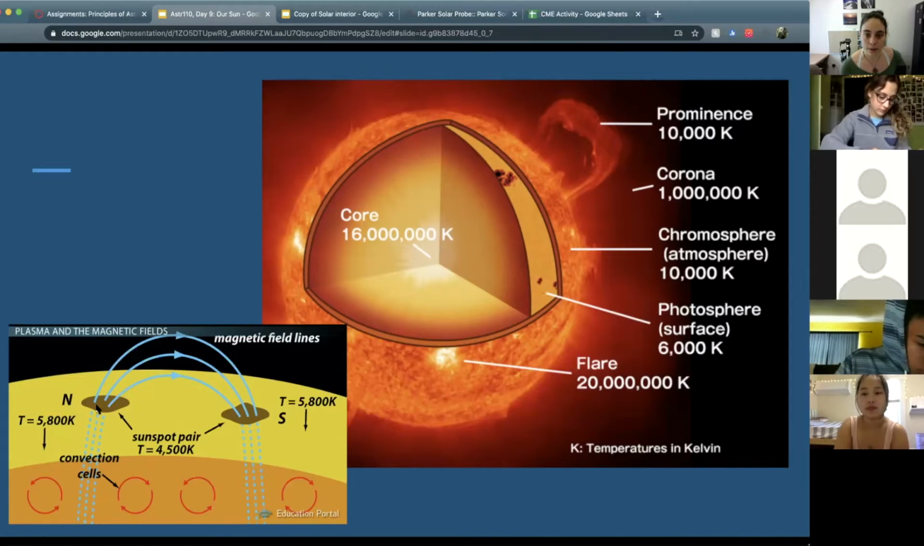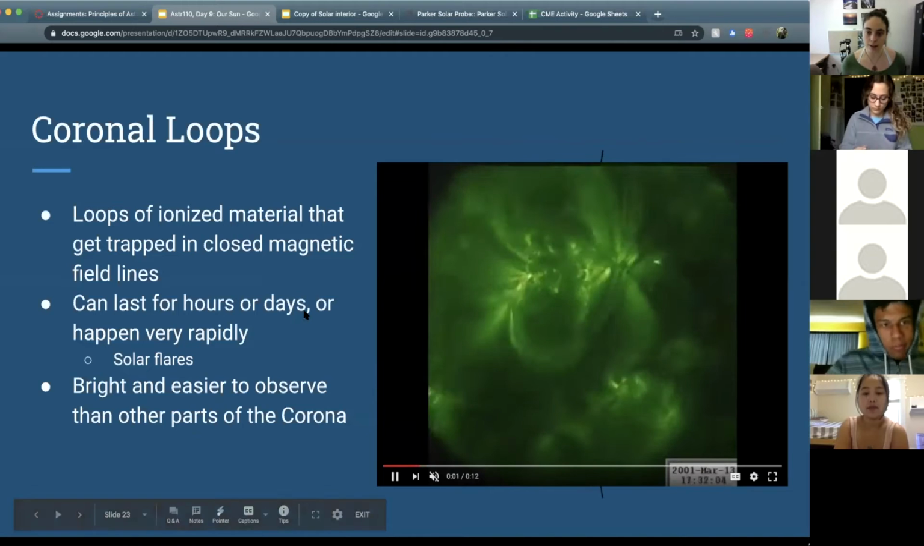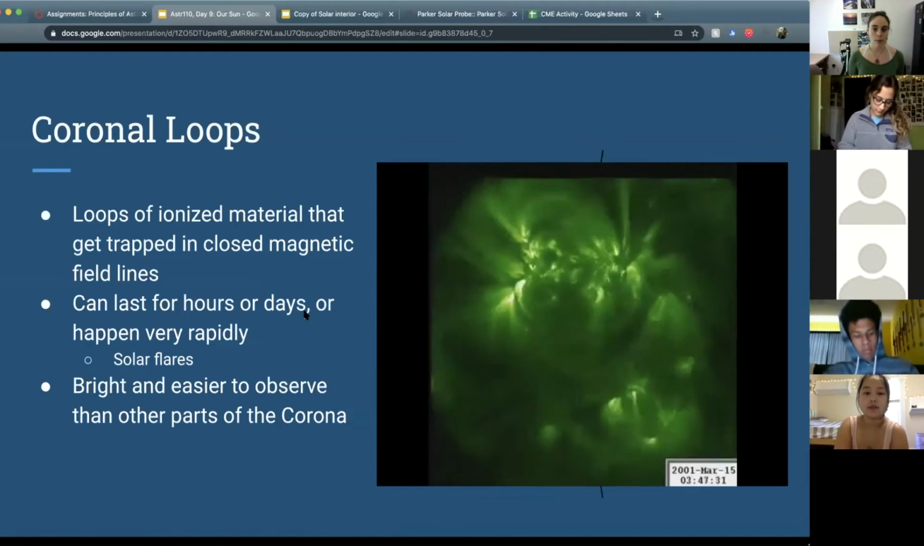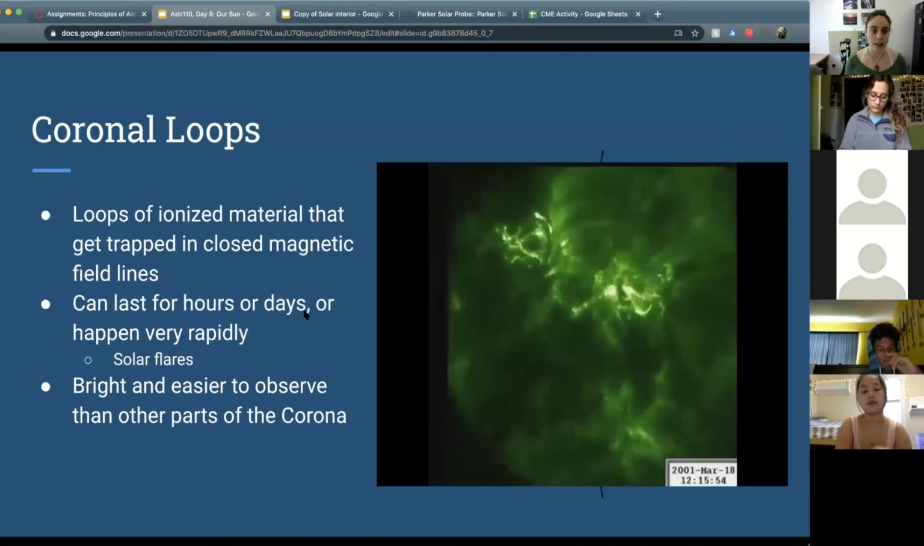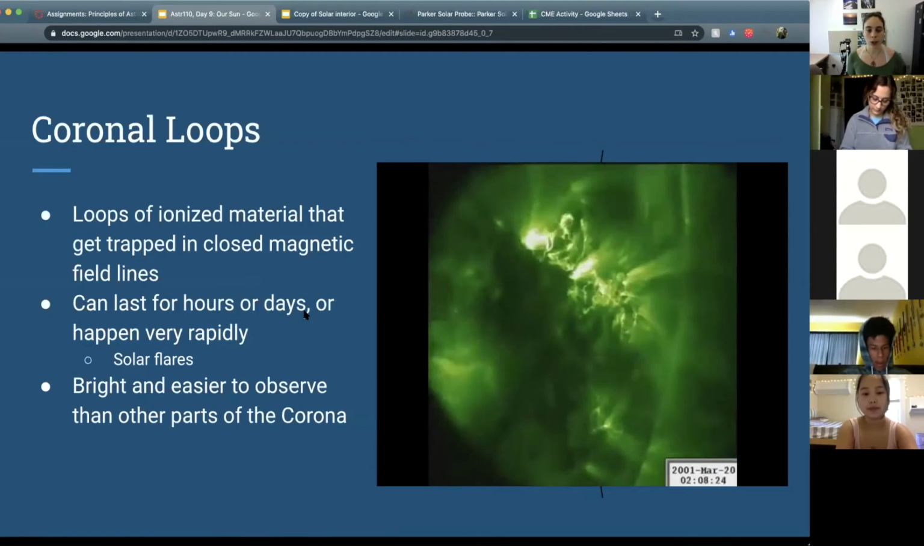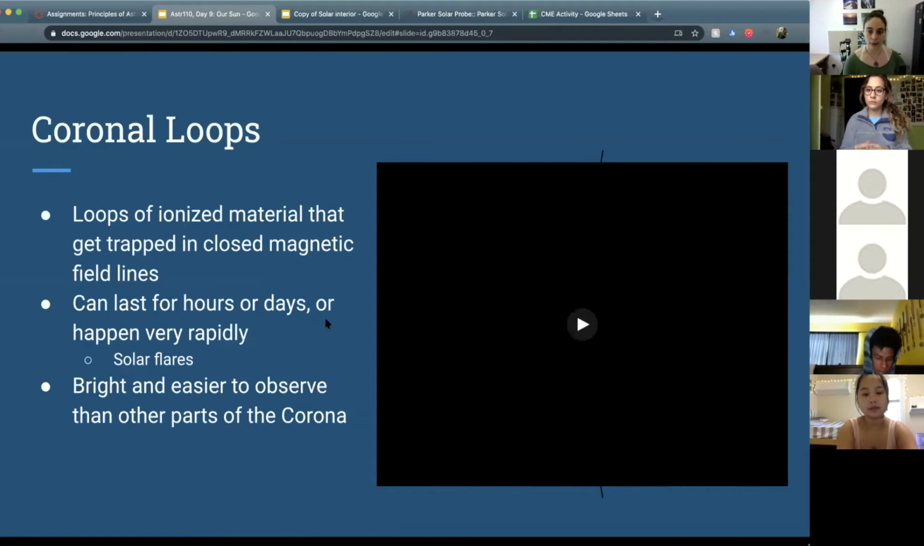Awesome. Well, let's just move right ahead. I think we might have very briefly touched on this. I might have shown this video, but another form of solar activity, solar weather, that we can see are coronal loops, which are loops of ionized material that get trapped in magnetic field lines.